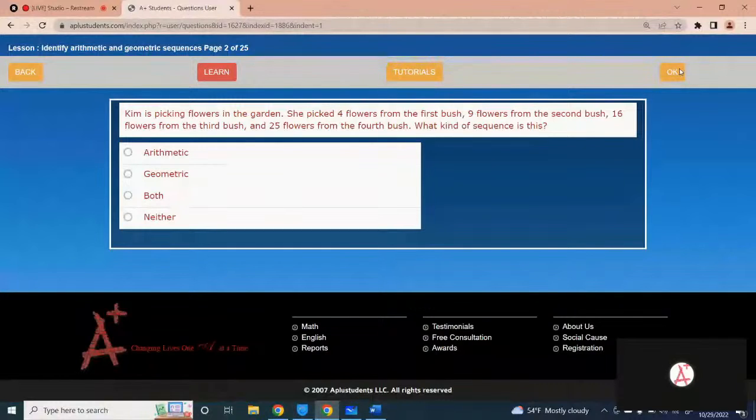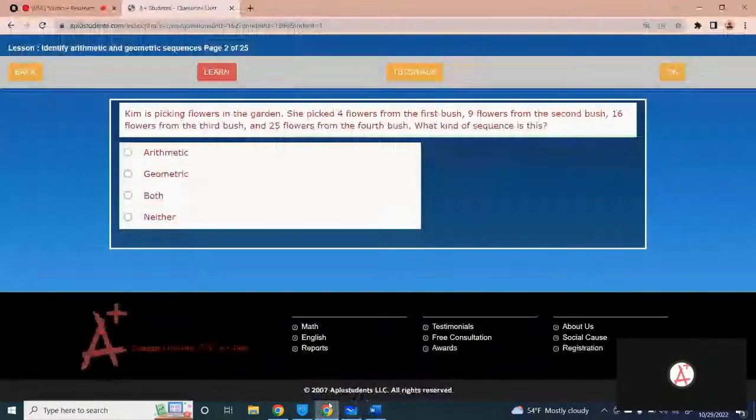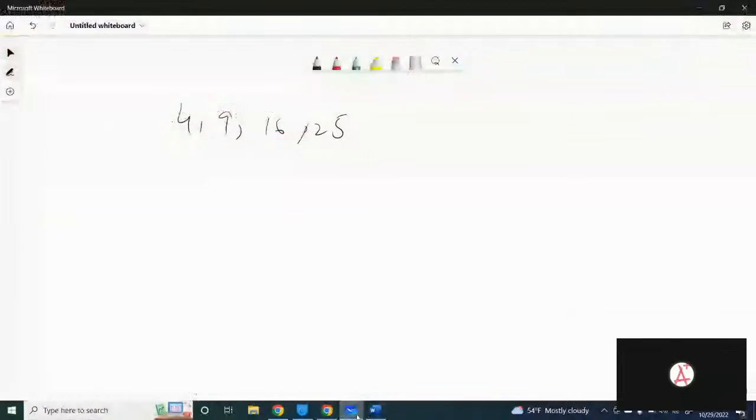Okay, let me write down the numbers. 4, 9, 16, and 25. Let me read the question again. What kind of sequence is this? Okay, we have to identify the type of sequence. So here are the numbers 4, 9, 16 and 25.